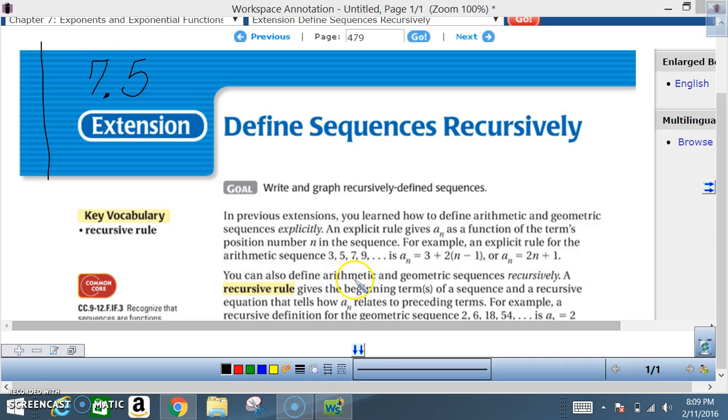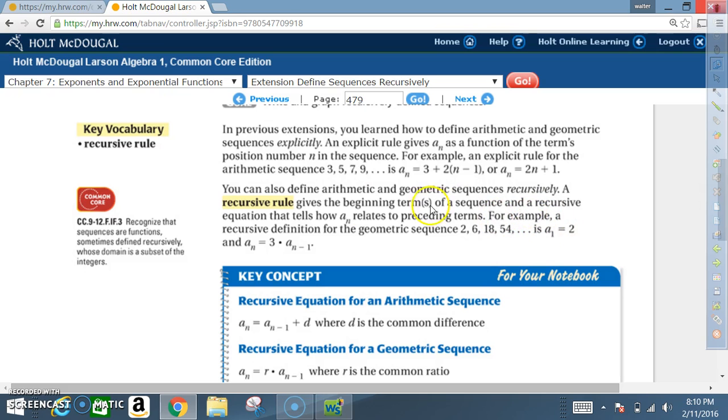You can also define arithmetic and geometric sequences recursively. A recursive rule gives the beginning terms of a sequence and a recursive equation that tells how a sub n relates to the preceding terms. For example, a recursive definition for the geometric sequence 2, 6, 18, and 54 is a sub 1 equals 2 and a sub n equals 3 times a sub n minus 1.